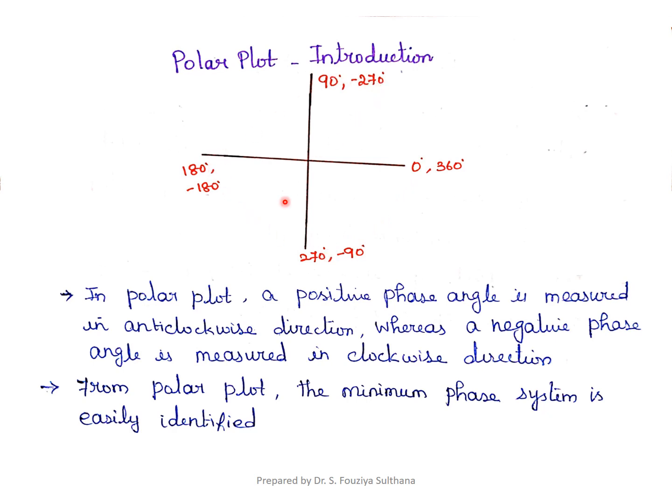From polar plot, the minimum phase system is easily identified. What is this minimum phase system? When the system is stable and causal, we call that system the minimum phase system. The system is stable when all poles and zeros lie on the left half of the S-plane; we call that system a stable system.